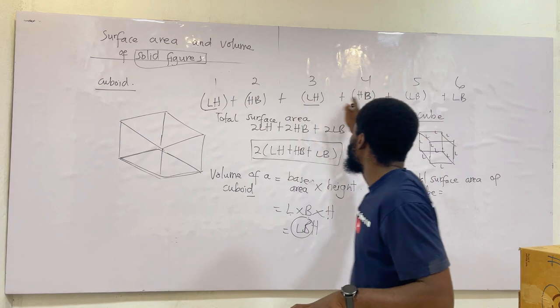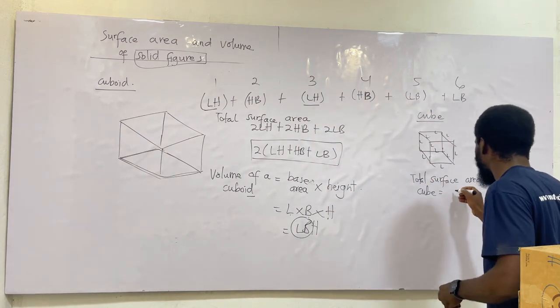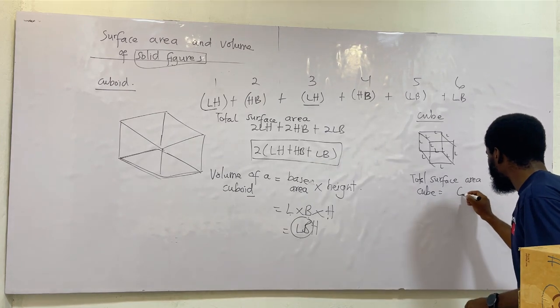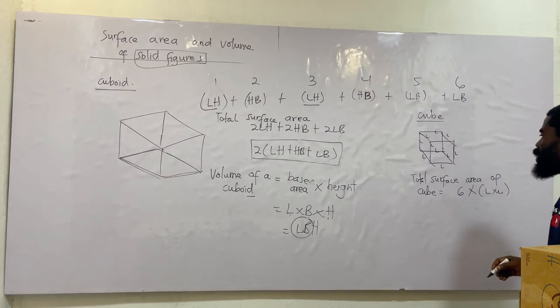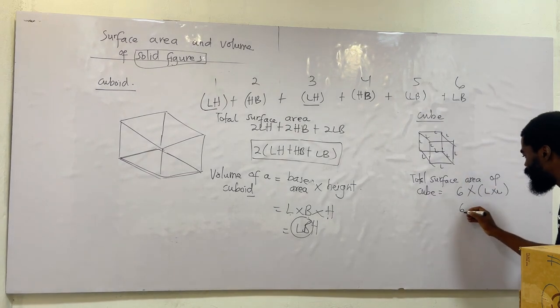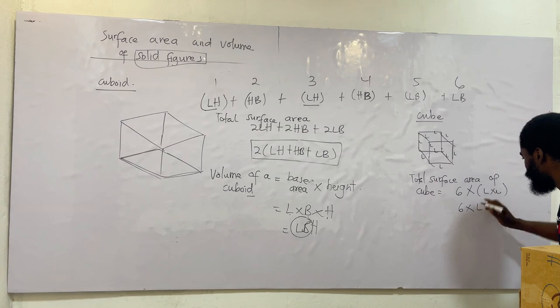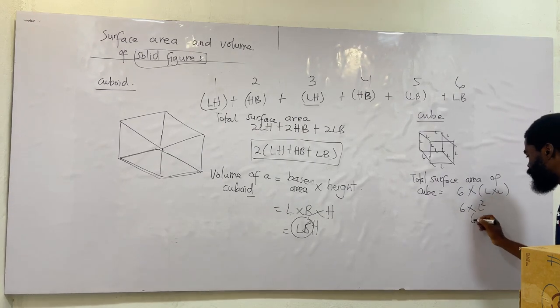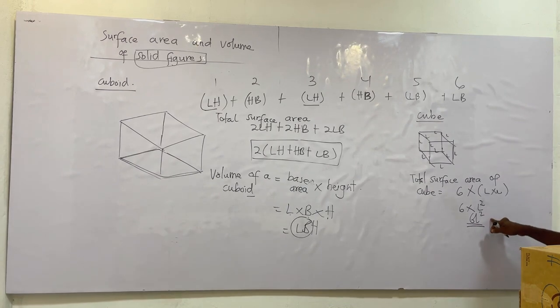Instead of doing it the other way, where they are different, that is why I'm having this. But for this, what is the area of one face? So 6 times the area of one face, which is length times length. Now the area of one face. So that'll be 6 times L squared. So 6L squared becomes the total surface area of a cube, when the sides are closed.